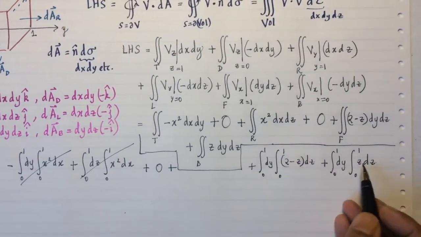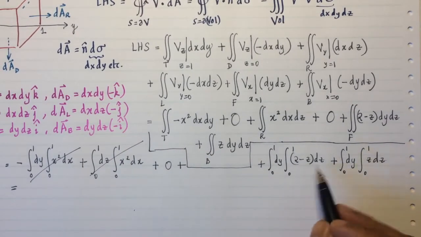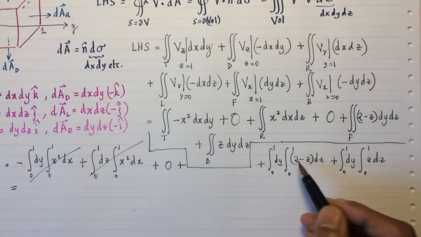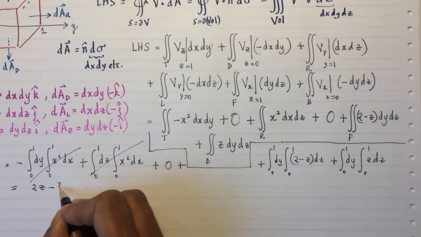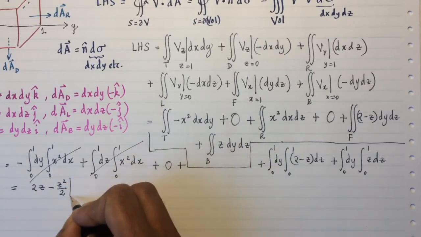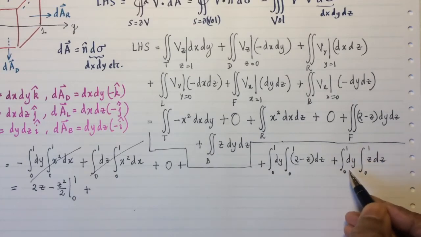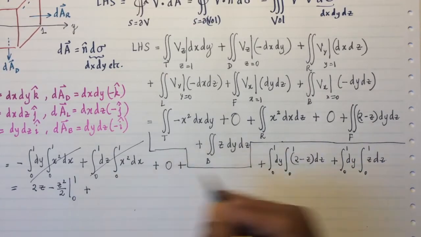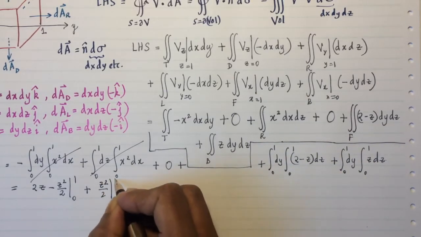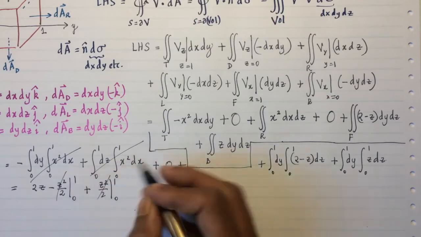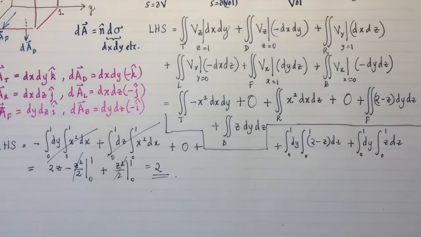Okay, so those are the only two integrals that are going to give us some non-zero values. Let's see what it is. The dy integral from 0 to 1 is just 1. 2 minus z, when integrated, I'll get 2z minus z squared over 2 from 0 to 1. And here, I get just y from 0 to 1, which is just 1, times this quantity here, z squared over 2 from 0 to 1. So basically, these two cancel out, and I get 2 from 0 to 1, which is just 2. That's the answer for the left-hand side.